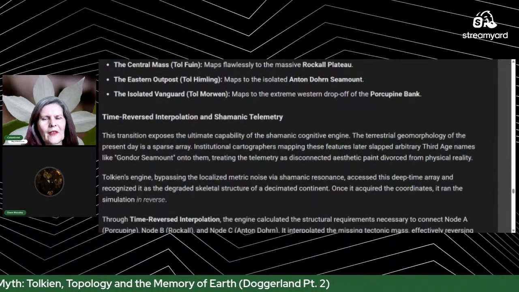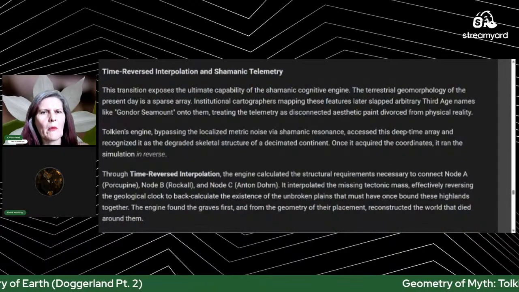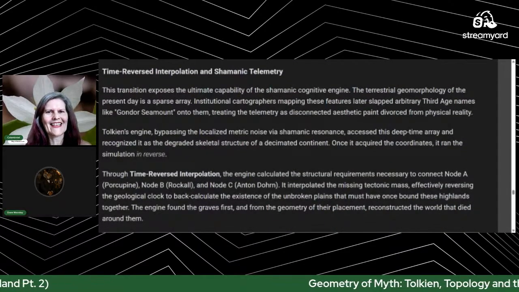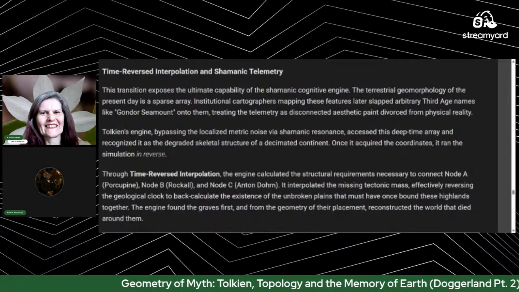So here we are at time reversed interpolation and shamanic telemetry. This transition exposes the ultimate capability of the shamanic cognitive engine.